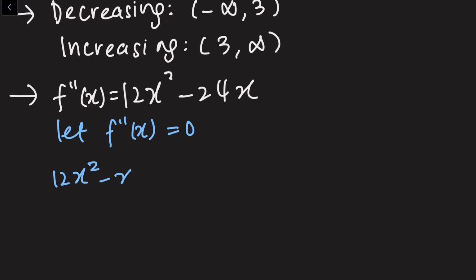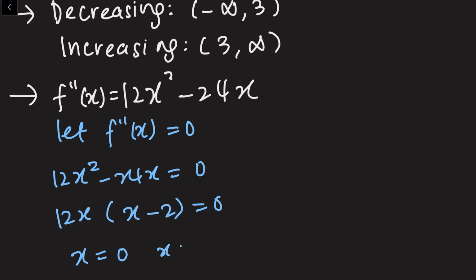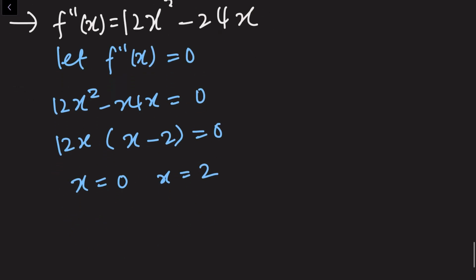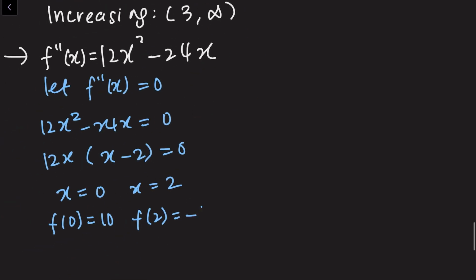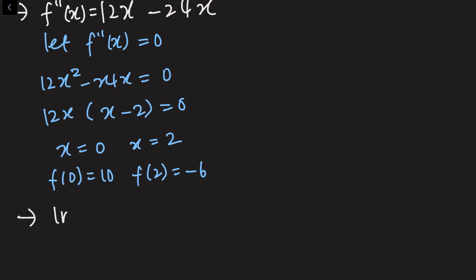12x squared minus 24x equals 0. Factor out 12x: x minus 2, x is 0, x is 2. Then find your coordinates. At 0 it was 10, right? Then f of 2, we just type in the calculator: 2 to the 4th minus 4 times 8 plus 10. It's negative 6. So you have two inflection points.